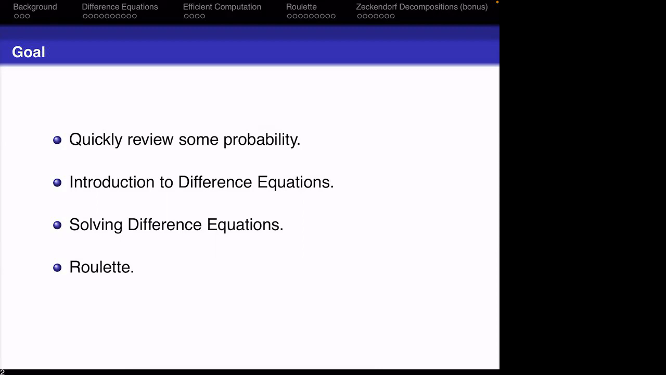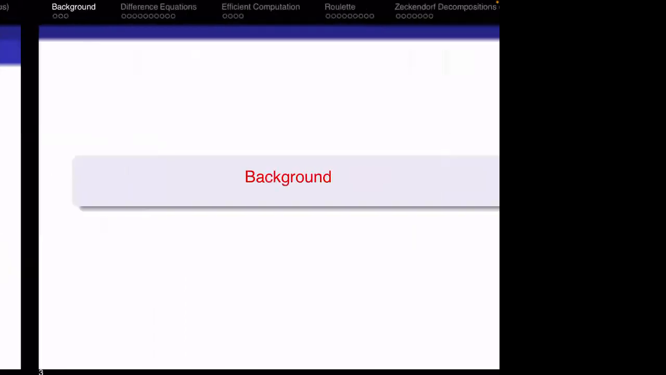And as time permits, I'll talk about some applications. One of my favorite applications is to roulette, to use some of this stuff to gamble and try to estimate probabilities in the real world. All right, so it's just some background.